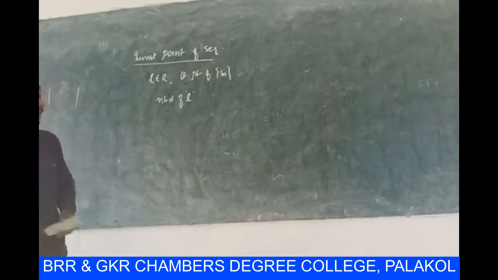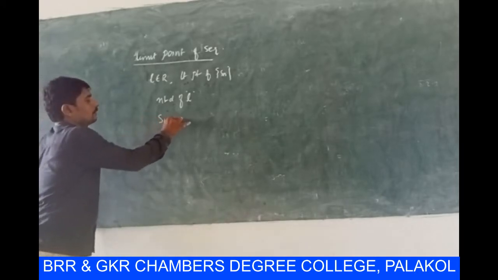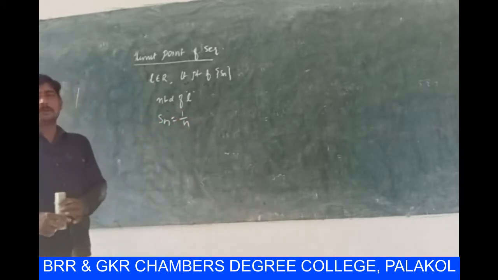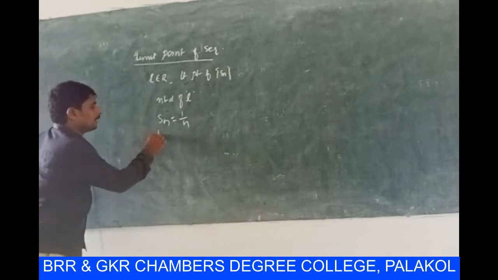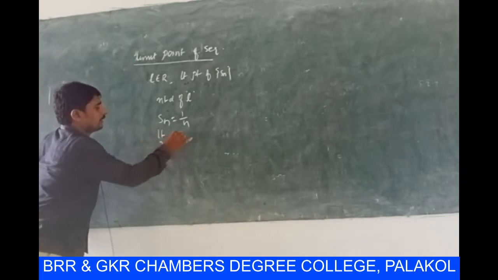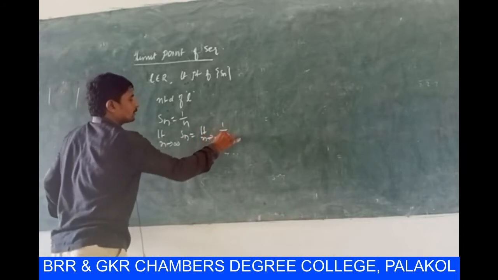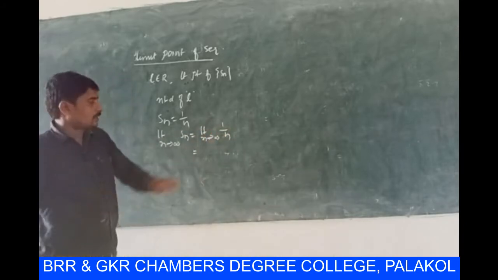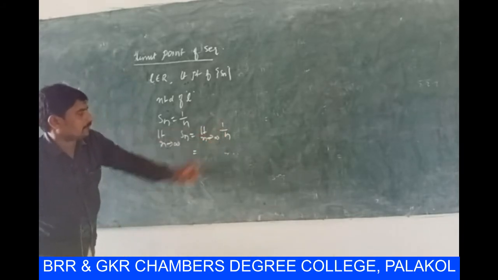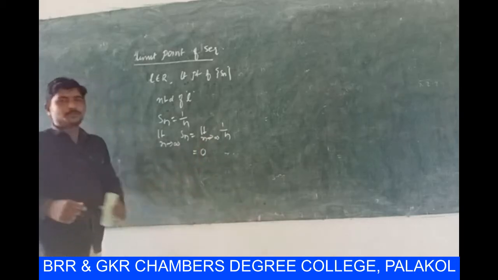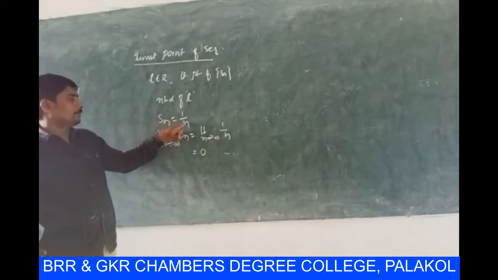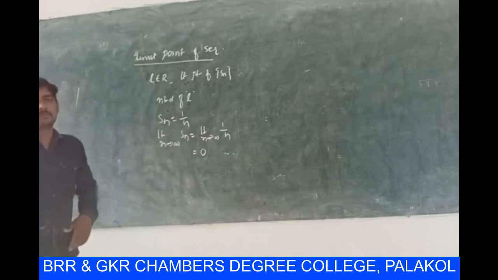For example, I am taking Sn is equal to, suppose, 1 by n. What is the limit of the sequence? By applying limit n tends to infinity of Sn, which is limit n tends to infinity of 1 by n, substituting the values we get 1 by infinity, and 1 by infinity is nothing but 0. So 0 is the limit of the sequence Sn equal to 1 by n.